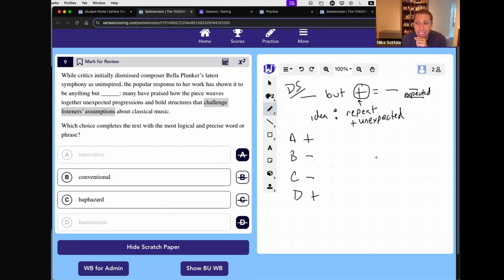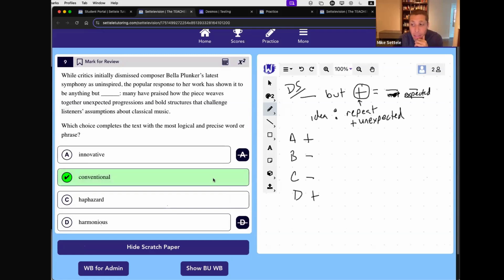This is the good idea. And we're saying that it's not, I'm messing up here. It's anything but expected because it's unexpected. Ooh, it's hard to say and not lose track of it, but that's what we're trying to do. And if we know the definitions of these words, conventional is a better word for something being expected, right? It's conventional, it's traditional, it's what we expect to happen.